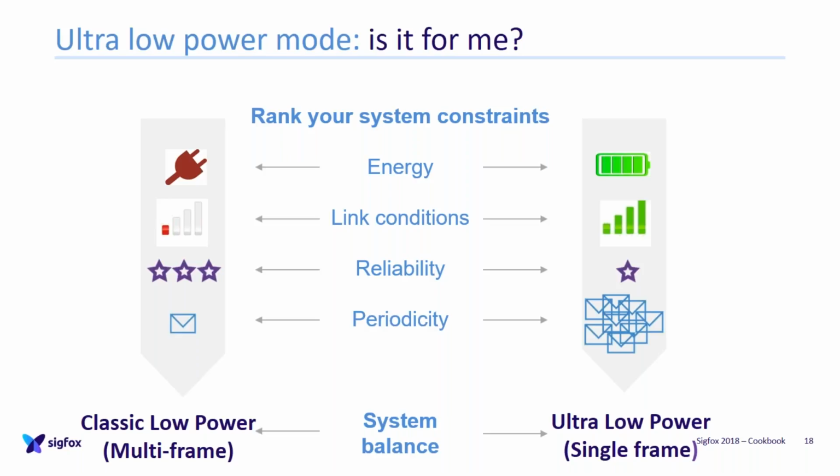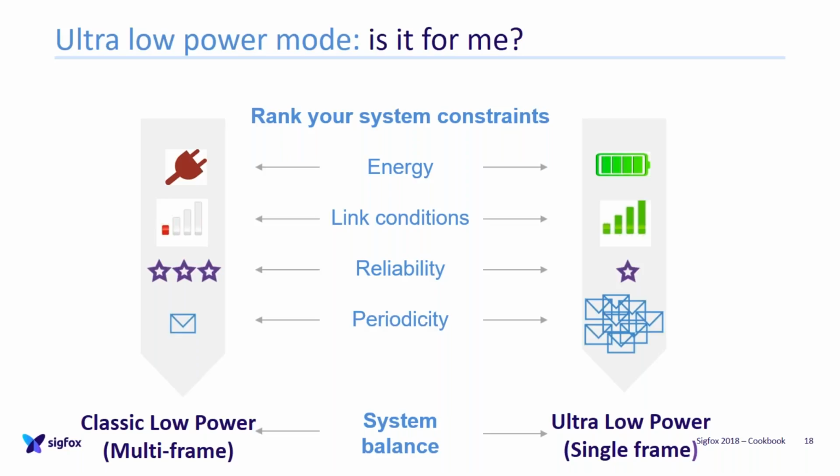So the system constraints of your applications can be of several types. Most of our applications are energy constrained, but some are not. Most of the applications also belong to specific link conditions. The indoor, for example, or underground is a specific link condition. And you may have critical data to send, which is why I mentioned reliability. Or a portion of your data may not have a high reliability requirement. You may lose one frame every once in a while and you don't care.